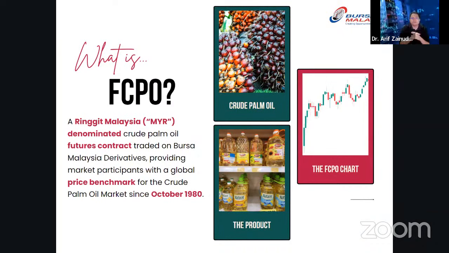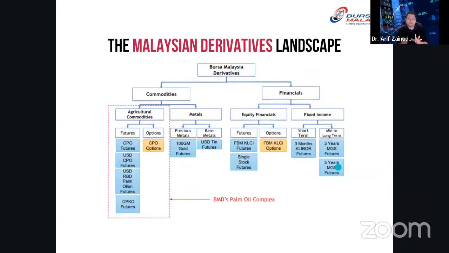So what is FCPO? CPO, as you know, is crude palm oil. The F part is futures. So what is futures? Futures is part of the derivative. In Malaysia, we have one exchange that regulates all the products under the derivative. Examples of derivatives are options, CFD, forward, and futures. FCPO falls under the BMD palm oil complex under the agricultural commodity.